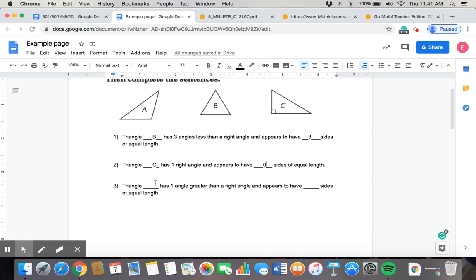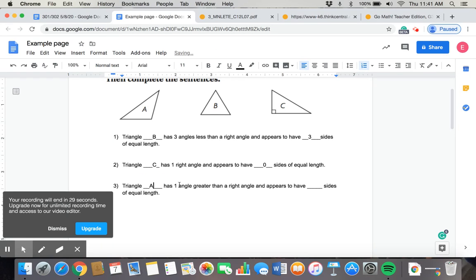Triangle blank has 1 angle greater than a right angle and appears to have blank sides of equal length. Well, I know I already used B and C, so I'm going to take a look at triangle A. Let me see. Well, we know that angle is less than a right angle. That angle is less than a right angle. But we already said in the beginning, if we look here, this angle is greater than a right angle. So we do know triangle A has 1 angle greater than a right angle.